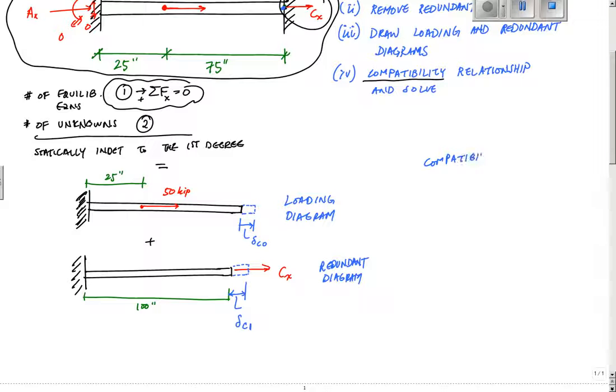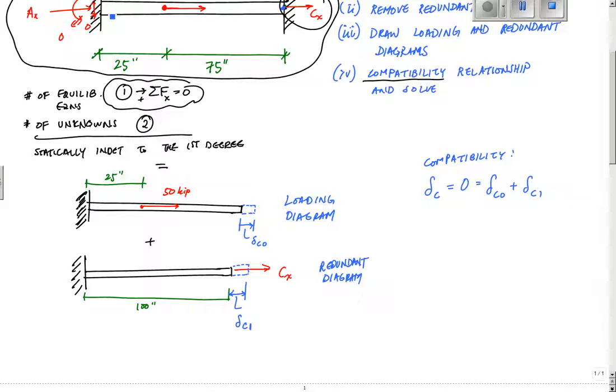And so my compatibility relationship is that here I have delta C, which is equal to 0. I have no deformation at point C, and that is equal to delta C0 plus delta C1. Okay, delta C equals delta C0 plus delta C1, which is great.